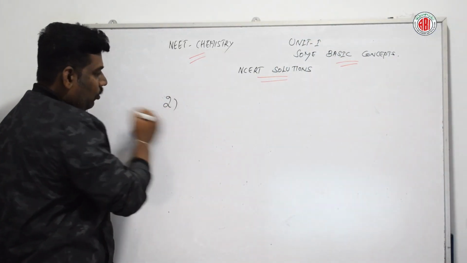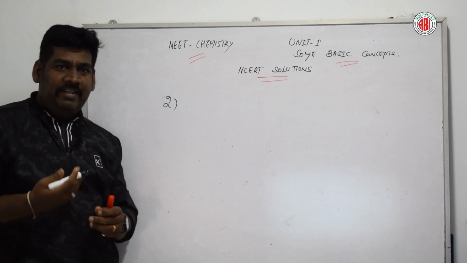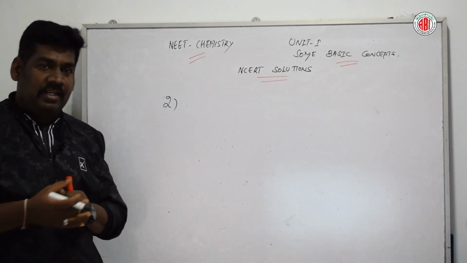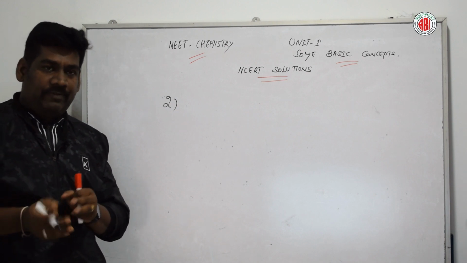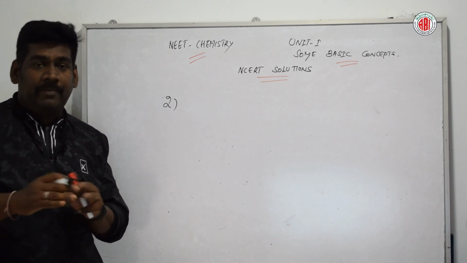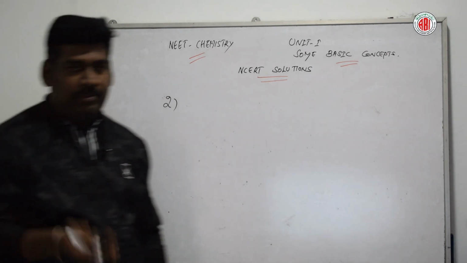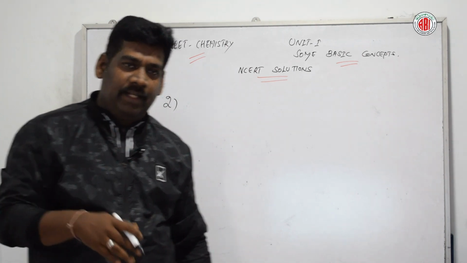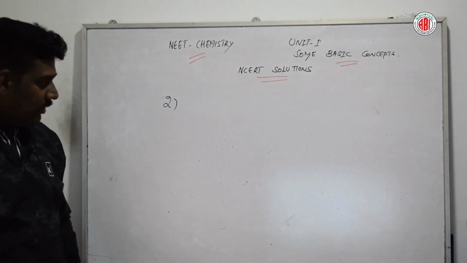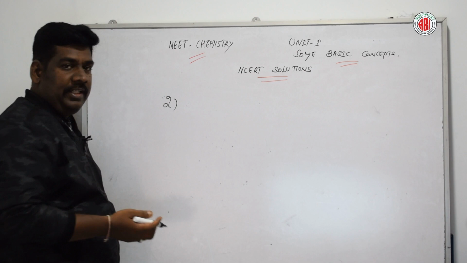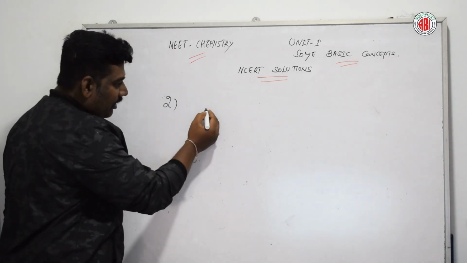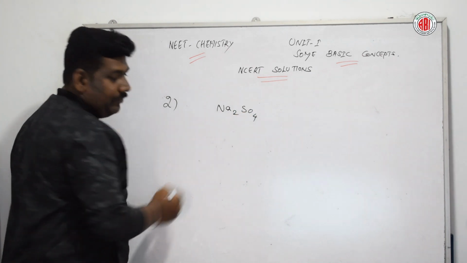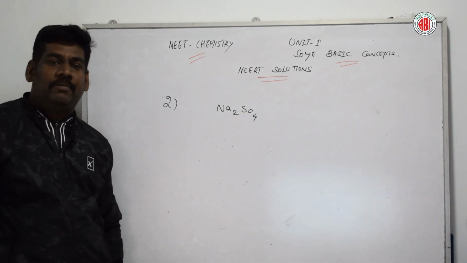Question number 2. Whenever we are going to find the mass percentage of a given compound, first we should find out the molar mass of the compound. First we should write the molecular formula of sodium sulfate and find its molar mass. So first we are going to write the molecular formula of sodium sulfate, Na2SO4.